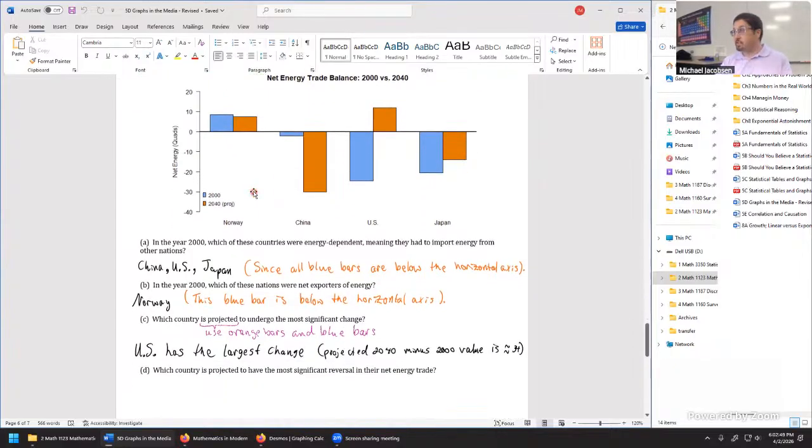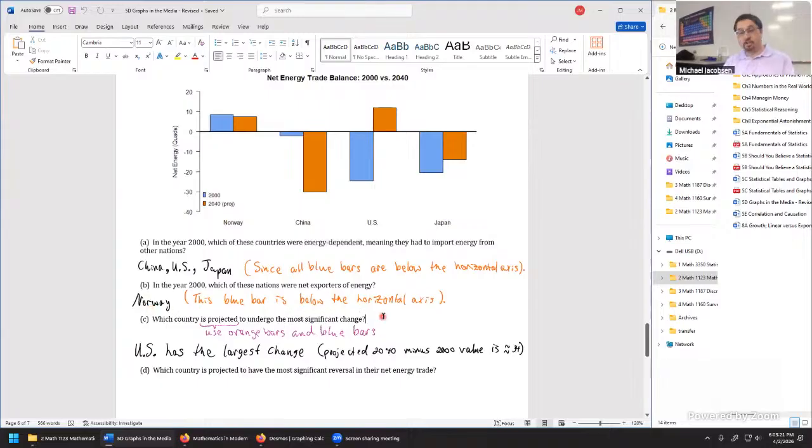So we resolved a couple questions about which countries were energy dependent. Which countries were net exporters of energy, meaning energy dependent, I got that backwards. Energy dependent, meaning they had to import energy. That was China, US, and Japan. The only one that was energy independent, the net exporter, was Norway itself. That was the part B. Sorry, I got those two mixed up.